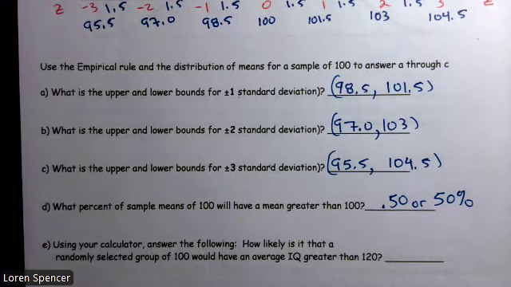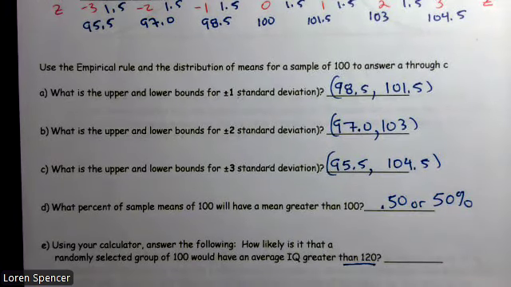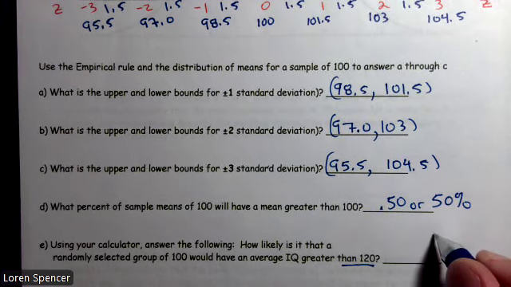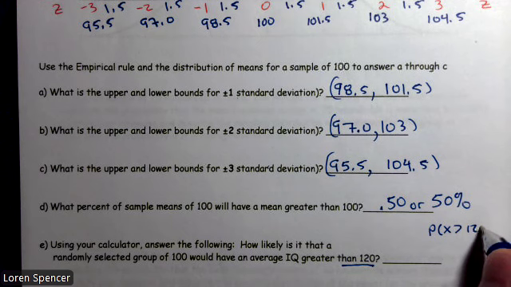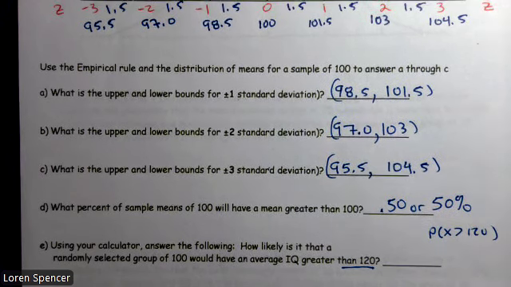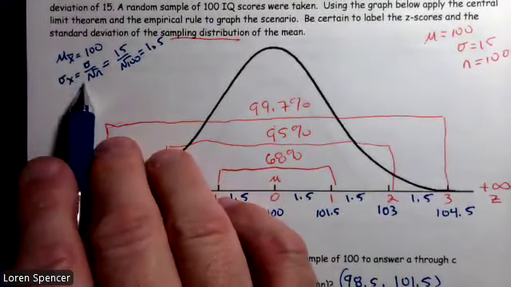Using your calculator, answer the following. How likely is it that a randomly selected group of 100 would have an IQ greater than 120? Keeping in mind, we did this on our warm-up and we ended up with one value. So let's go ahead and talk about this. First off, I'm going to make my probability statement. We want the probability that X bar is greater than 120. We know our sample size, we know our standard deviation. So that's what we have right here.